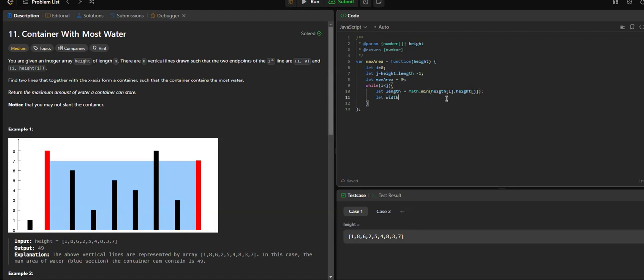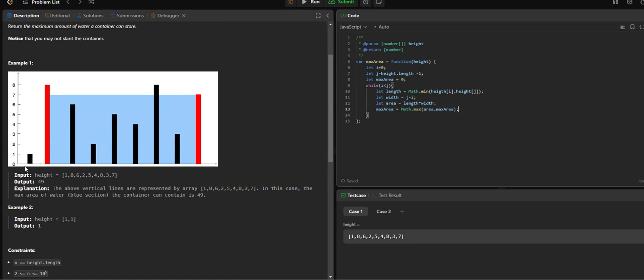What about width? So width would be j minus i. So now our current area would be length into width. And now we just need to check if this area is greater than max area or not. So max area would be math dot max, whatever the current area we got and whatever the max area we had, right? So if this current area is going to be greater than this max area, just go ahead and update the max area. That's it.